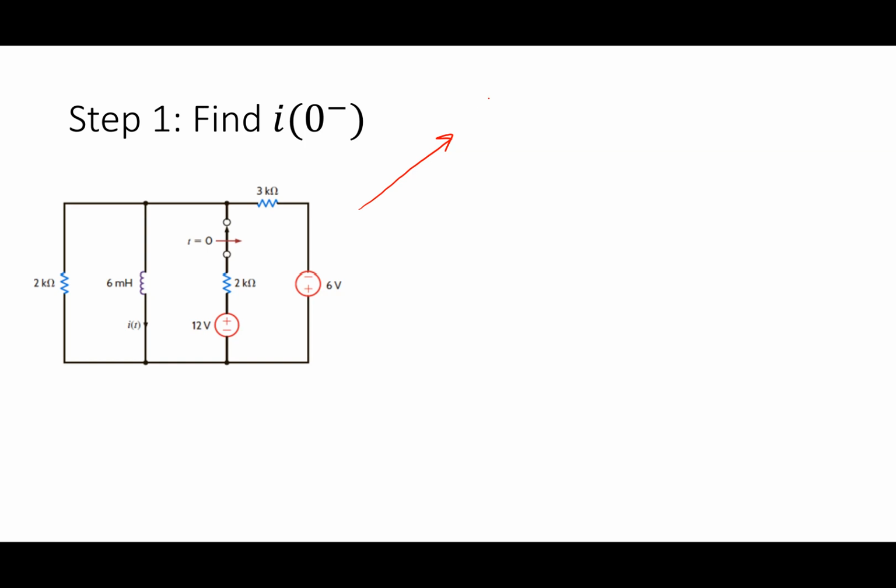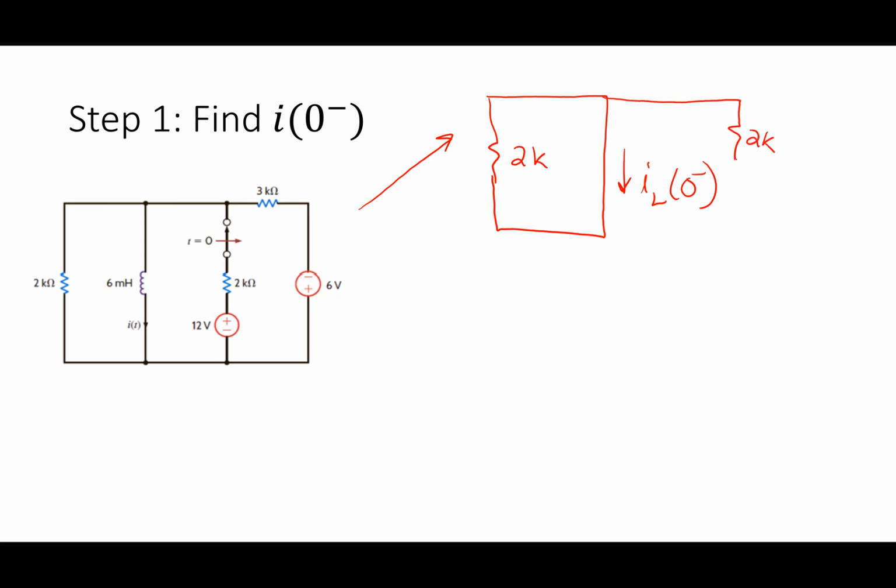Okay. So basically I got my 2K over here. I have a short circuit for this guy. And I'm going to call it IL, and I'm going to call it IL of 0 minus specifically. The 2K is there. The 12 volts is there. And then the 3K, and then the 6 volts. And the 6 volts is turned around like that. All right. So that's the setup I got there.